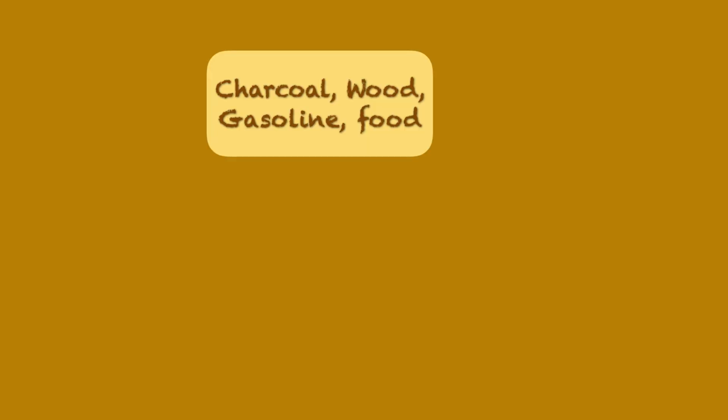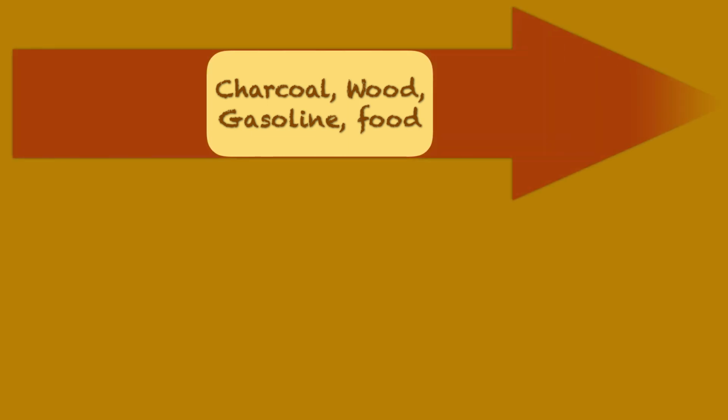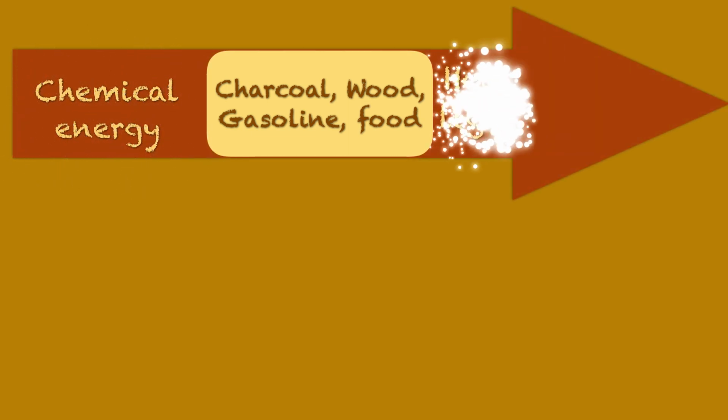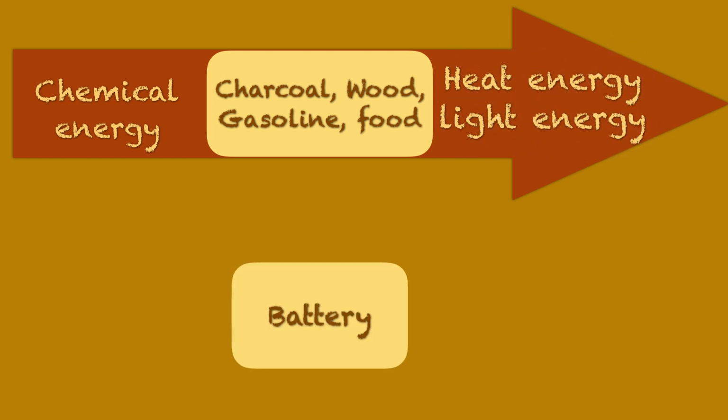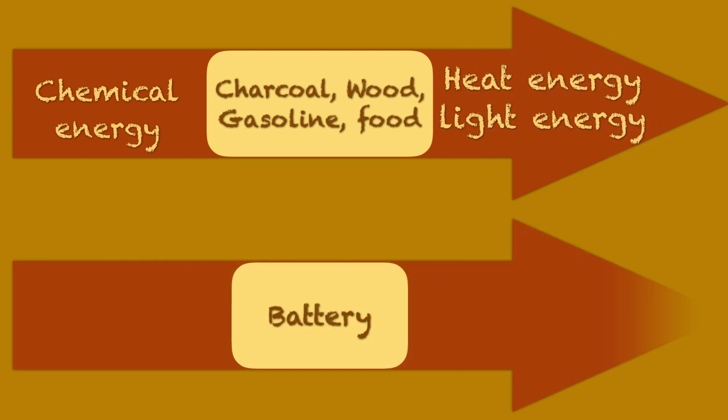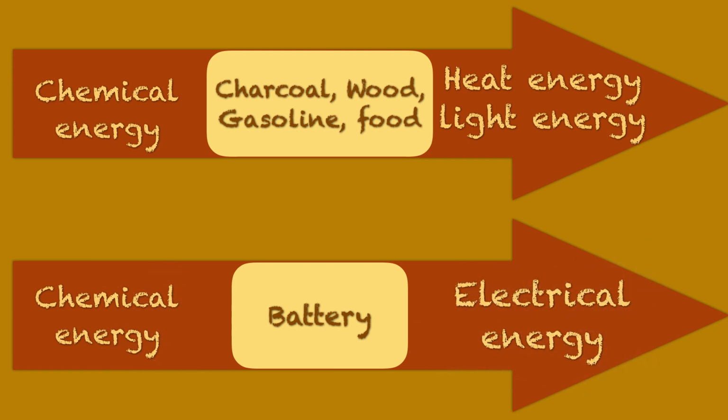Based on what was mentioned before, the chemical energy stored in the charcoal, wood, gasoline, and food is converted into heat once they are burned. And similarly, chemical energy stored in batteries is converted into electricity.